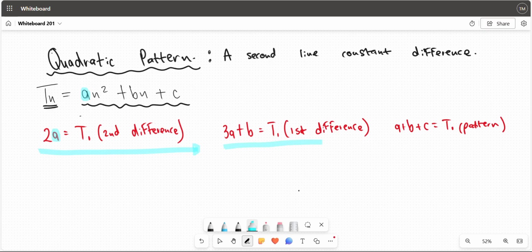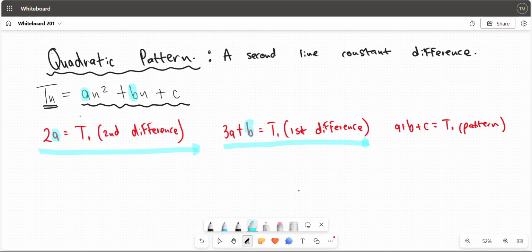Then the second one, we use that to solve for b, the b that we're going to substitute into the equation. To find that, we say 3a plus b is equal to t1 in the first difference, the first term in the first difference. That's how you solve for b.